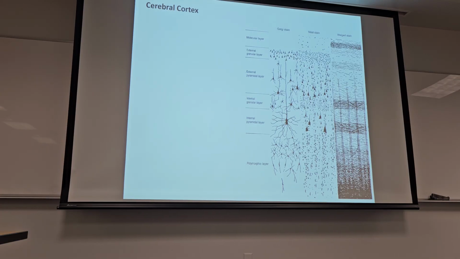So we're going to go into the cerebral cortex. We're going to go from the top and then start diving in towards the core of the brain as the lectures go on. So for the cortex, you just want to appreciate that we are not a homogeneous cortex. We have 6 different layers.